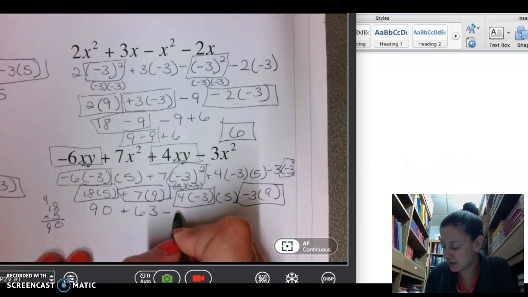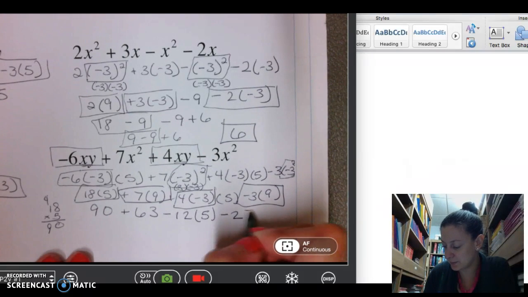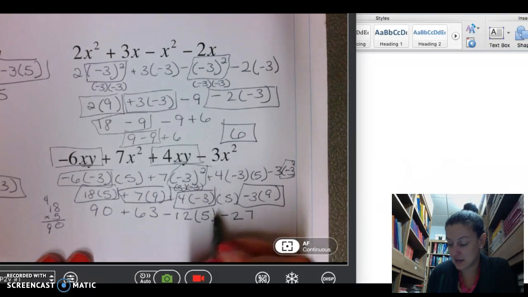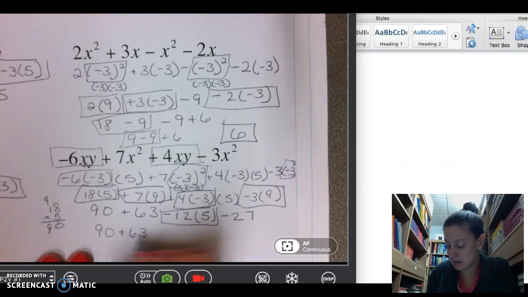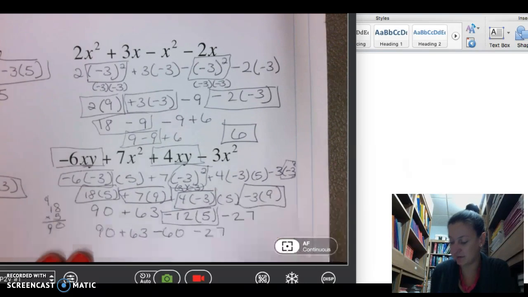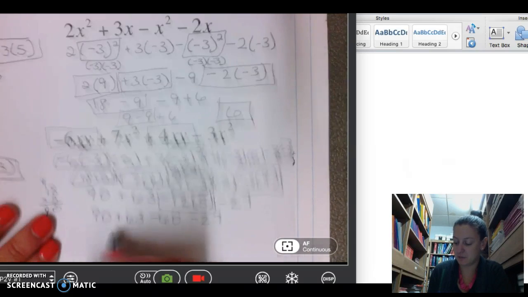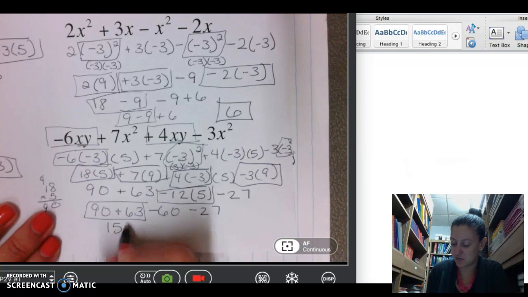Now this one's where it gets a little bit tricky because we still have multiplication we have to go back and do. Again, you don't have to lump it all together, but you sure can. Minus 12 times 5 is 60, minus 27. So then we can just add from left to right. Have 90, have 63, that means you have 153.